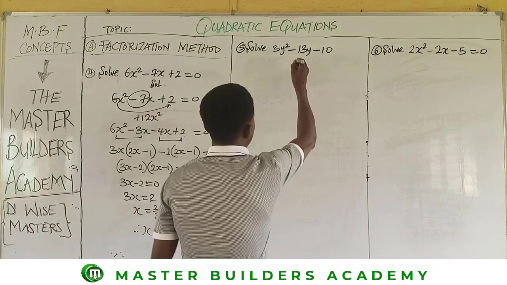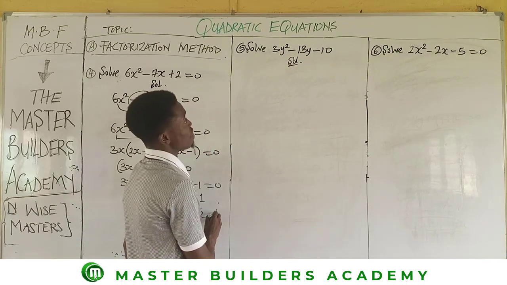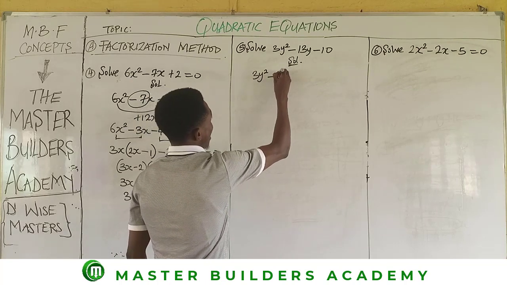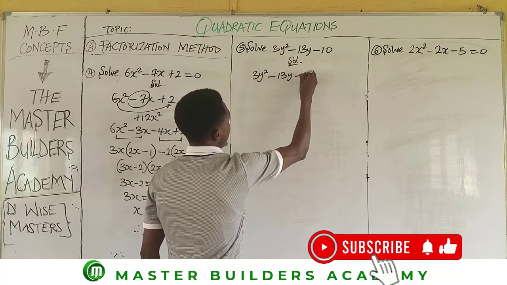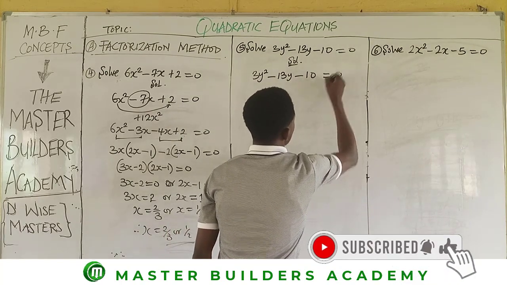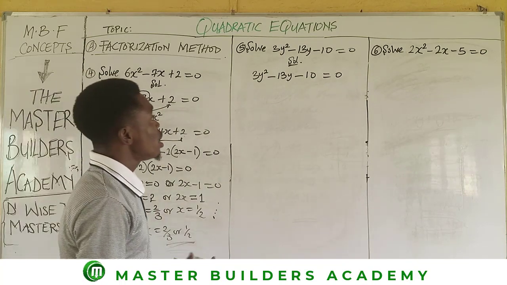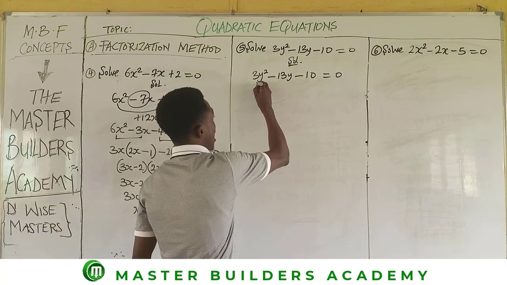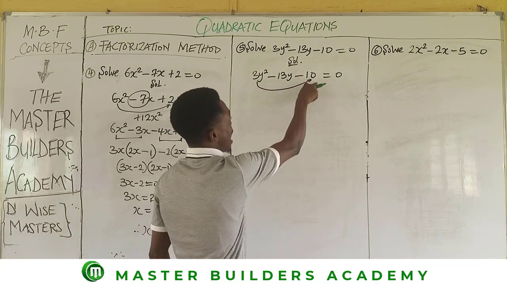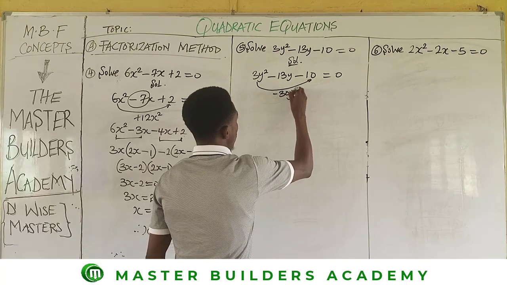Okay guys, we have question number 5 on the board. Let's quickly look at this question number 5. We are asked to solve 3y squared minus 13y minus 10 is equal to 0. So guys, what do we do here? The first thing we are quickly going to do here is to multiply the leading term with the constant. Alright? So when we multiply 3y squared by -10, we are going to have this to be -30y squared.